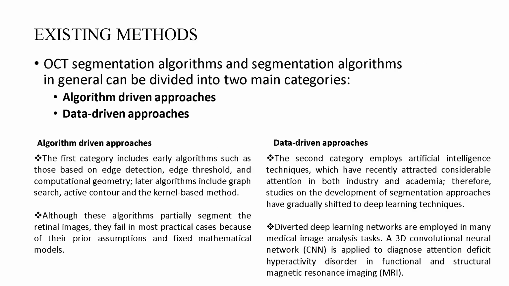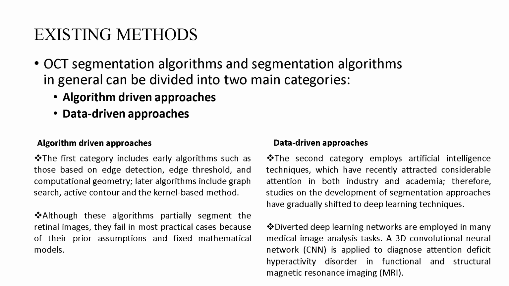Moving to the existing methods. OCT segmentation algorithms in general can be divided into two categories. One is algorithm-driven approaches and another one is data-driven approaches. In the first one, algorithm-driven approaches, the first category includes early algorithms such as those based on edge detection, edge threshold and computational geometry. Later algorithms include graph search, active contour and kernel-based methods. Although these algorithms partially segment the retinal images, they fail in most practical cases because of their prior assumptions and fixed mathematical models. Moving to the second one, that is data-driven approaches.